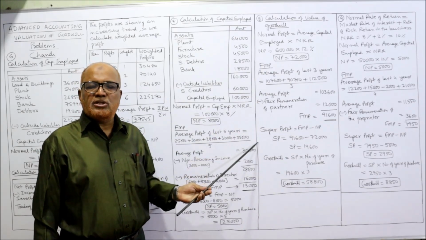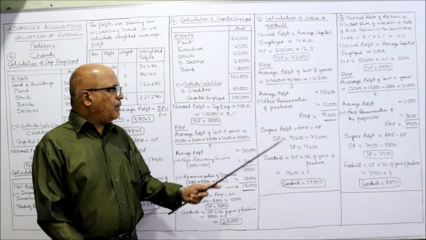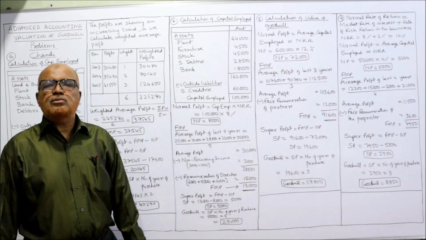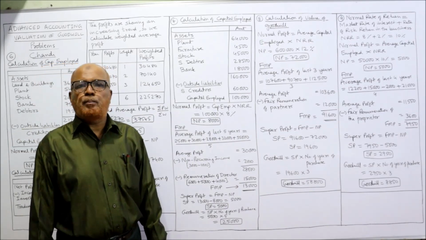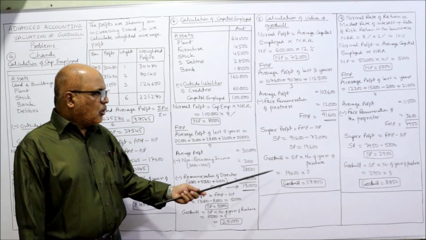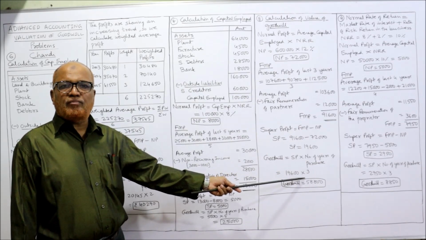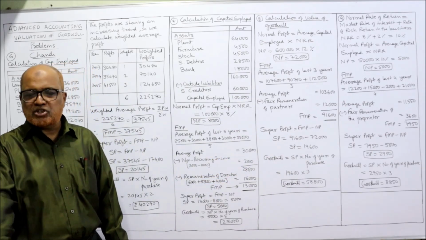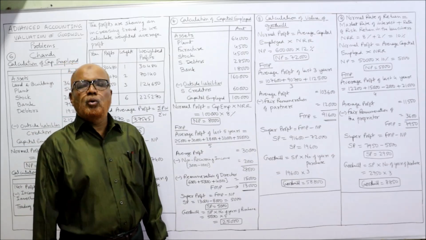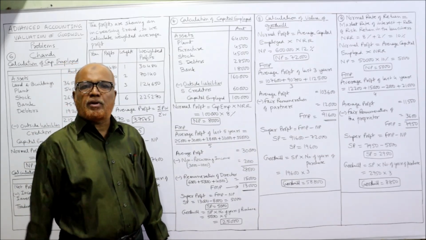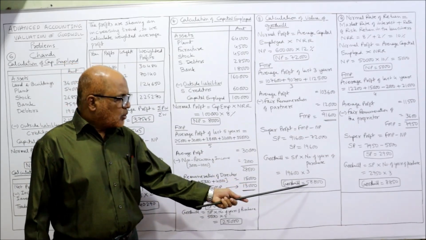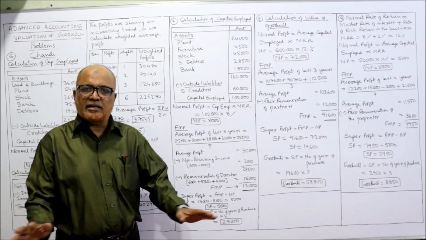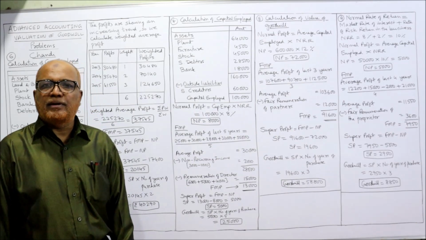So directly we substitute. Super profit is equal to FMP minus NP. 91,600 minus 72,000, 19,600 is the super profit. Now goodwill is equal to super profit into number of years of purchase. So super profit 19,600. How many years of purchase given in the problem? Goodwill is 3 years purchase of super profit. 3. So goodwill is equal to 58,800. That's all. 8th problem completed.